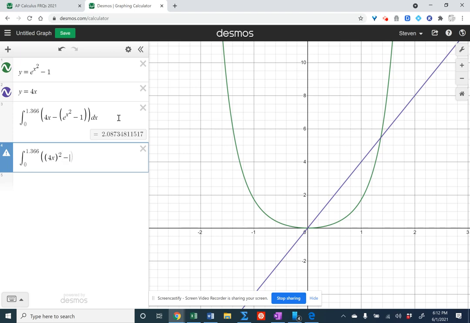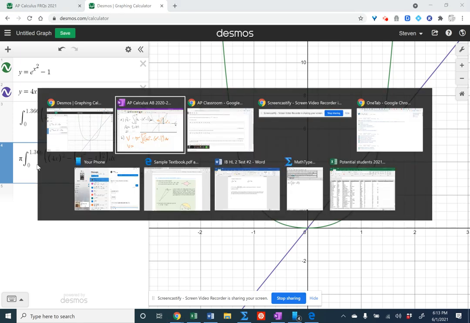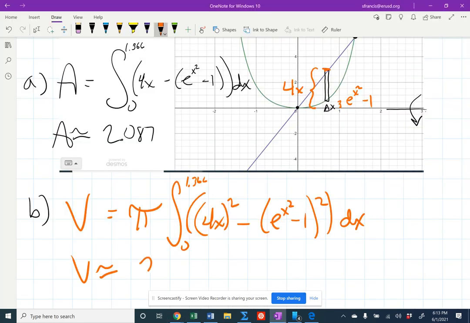Enter 4x squared minus e to the x squared minus 1, squared. Make sure you enter all the stuff in correctly. Like this. Oh, I forgot pi. That's awfully small. It's going to put pi out in front here. That's fine. There you go. 20.031. Make sure you round or truncate.